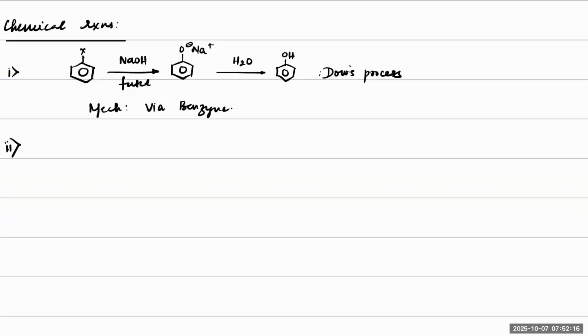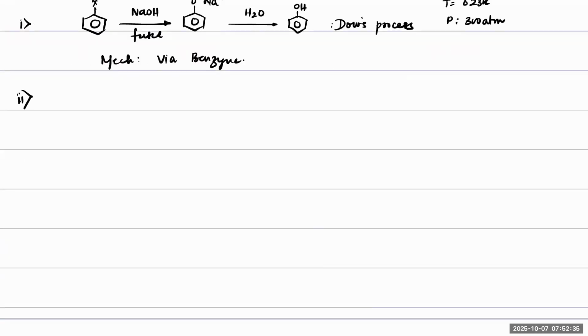Usually the temperature term is important here. Temperature would be around 623 kelvins. Pressure is around 300 atm. Clear? So this is the reaction that will take place. Next, the rate of reaction would be much better if you have an electron withdrawing group here. So that means if you have anything like NO2 here, then OH minus will attack. Now this will form as OH here and NO2, but this time the mechanism is ArSN2.